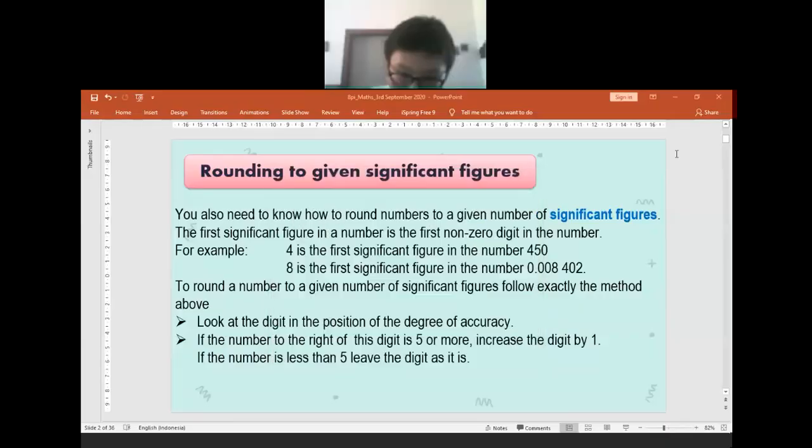What are significant figures? The first significant figure is the first non-zero digit of the number. So if we have 450, you have to check from the very first digit. Is it 0? The very first digit is not 0. That's why the number 4 is significant. The 5 is significant. The 0 at the back is optional. Sometimes it is significant, sometimes not significant.